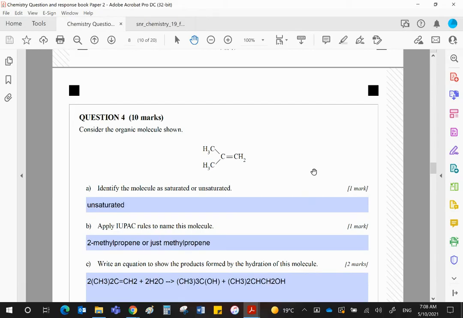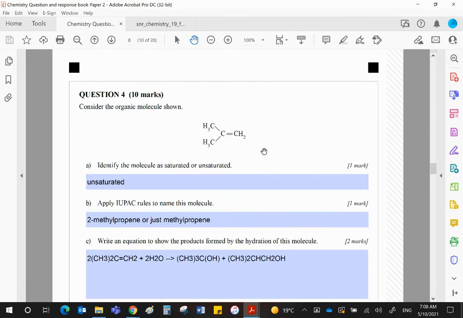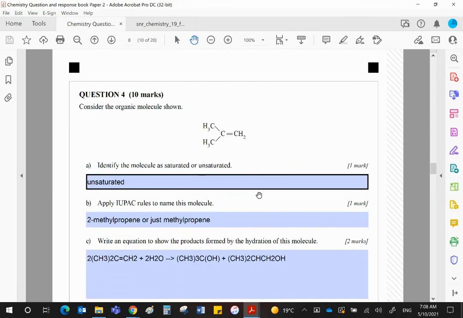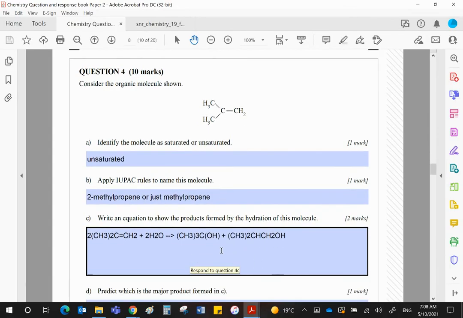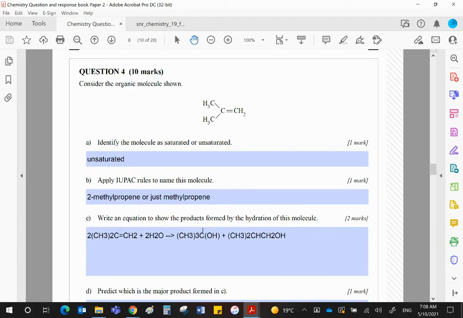Okay, identify the molecule as saturated or unsaturated. The double bond, of course, makes it unsaturated. It's methyl propene or 2-methyl propene, either would be accepted. An equation to show the products of the hydration. Now, when you add water to this molecule, there are two possible ways it can go on. The hydrogen and the OH will split. The hydrogen may go there, the OH there, or vice versa. So these are your two products.